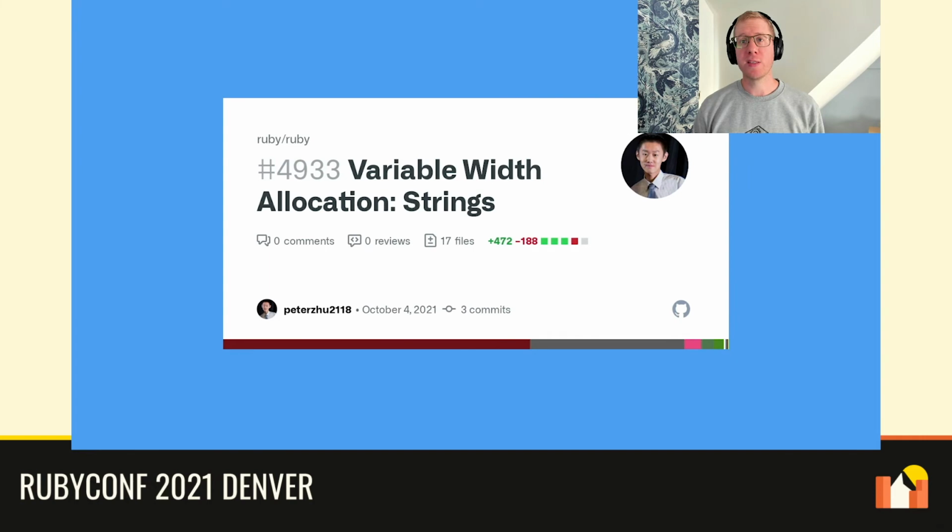In our latest pull request, we've implemented variable width allocation for strings, and additionally, because we're confident about the stability and the performance of variable width allocation, we've also proposed to turn it on by default. We'll talk more about the performance results later in this talk.